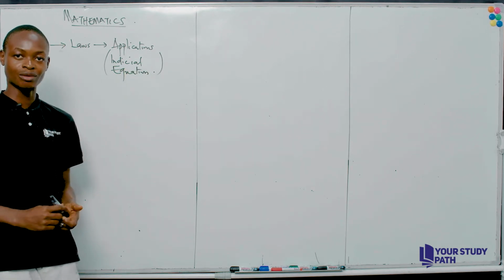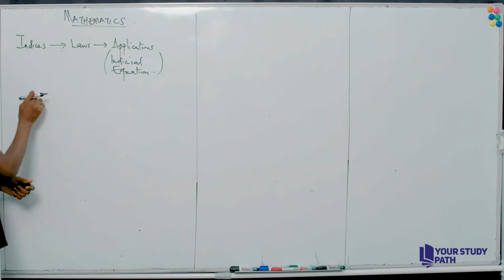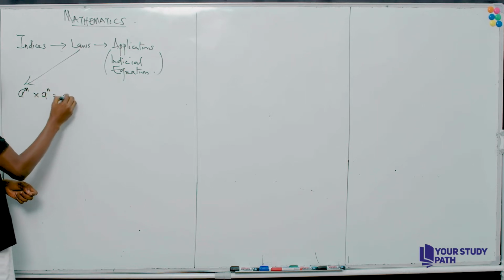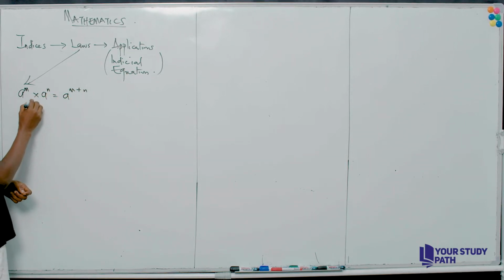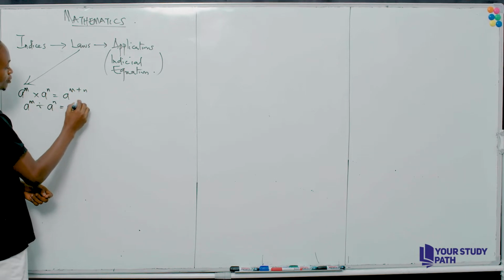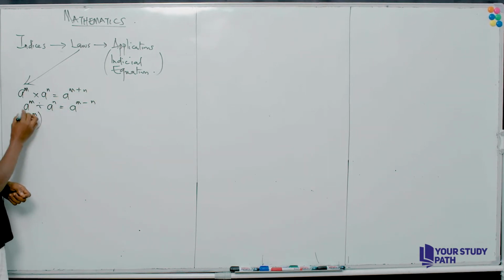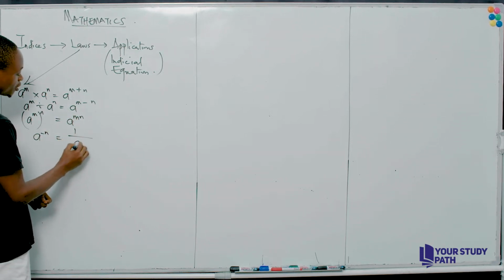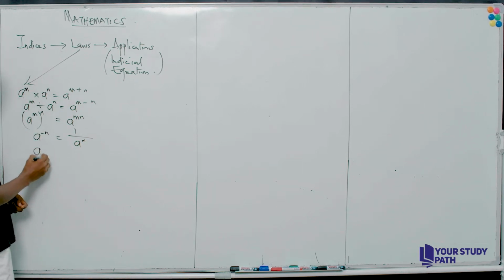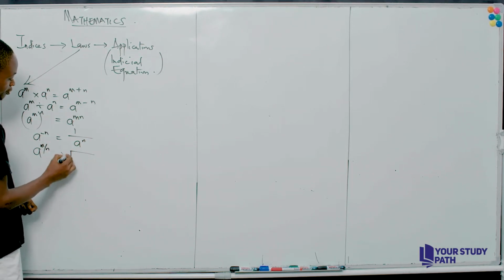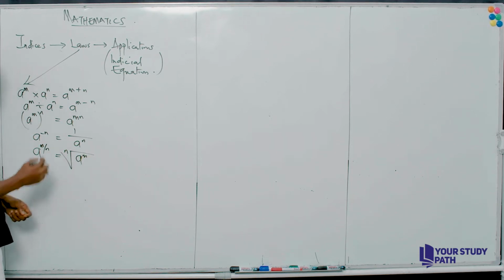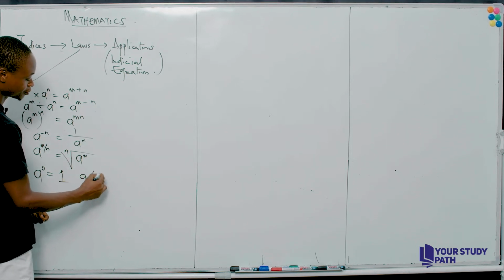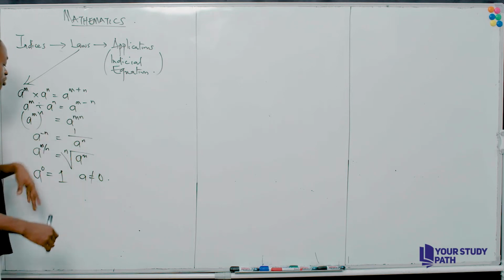As a quick recap, we talked about the concept of indices being first and foremost the usages of the laws, which include the multiplication, the division, the power multiplication, the reciprocal, which is of course the negative power law, and then the fractional law, as well as the fact that any non-zero number raised to the power of 0 gives you 1. We looked at all these laws and we put them into applications.